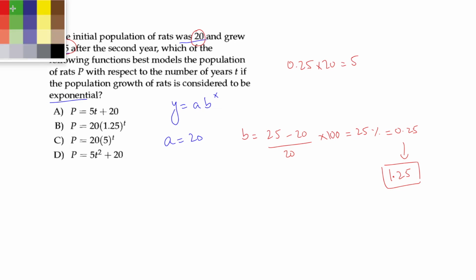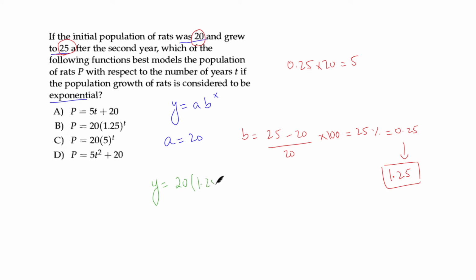So our final equation would look something like this. Y equals 20 times 1.25 raised to the power t. This is our final answer, which is option choice B.